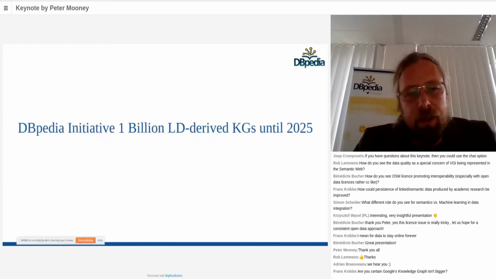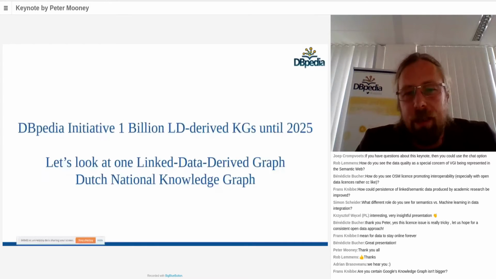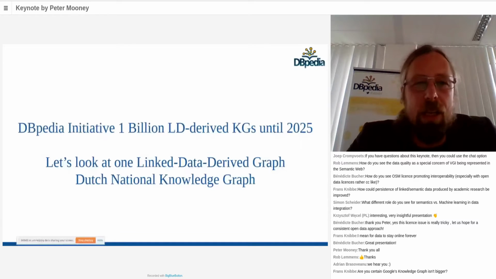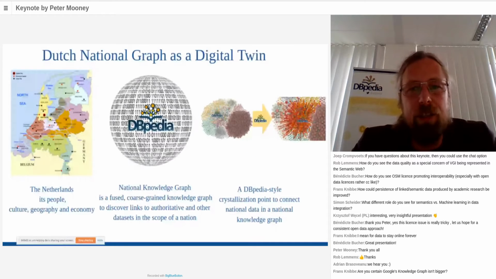And then here let's look at one linked data derived graph, which is the Dutch National Knowledge Graph. So how's the Dutch National Knowledge Graph designed? It's a digital twin of a country. So on the left, you see the Netherlands, and its people, culture, geography, and economy. So this is basically the real world.